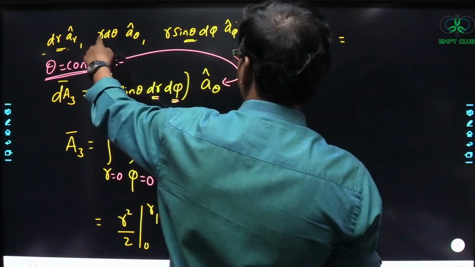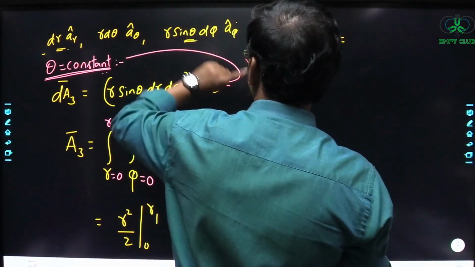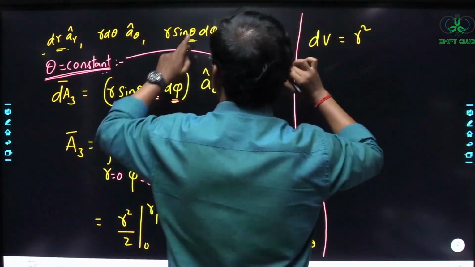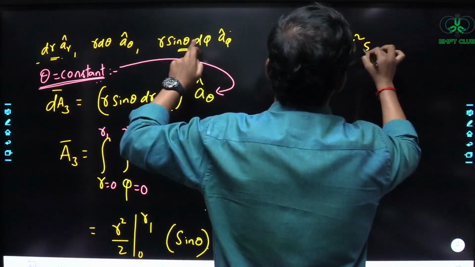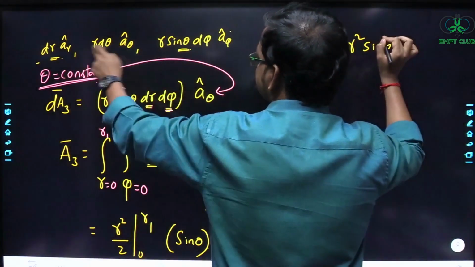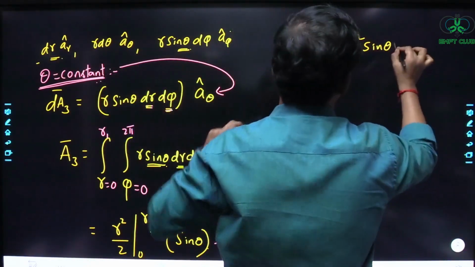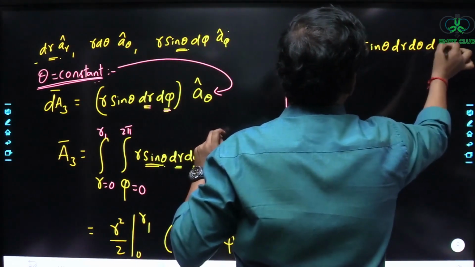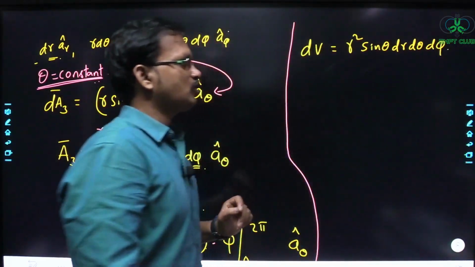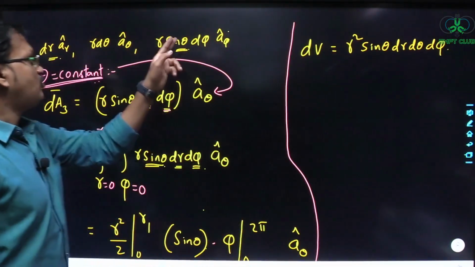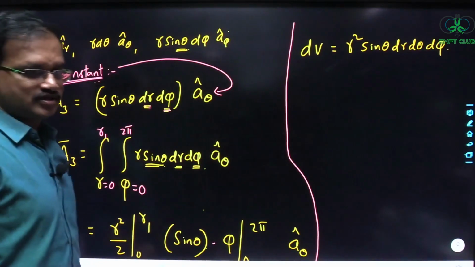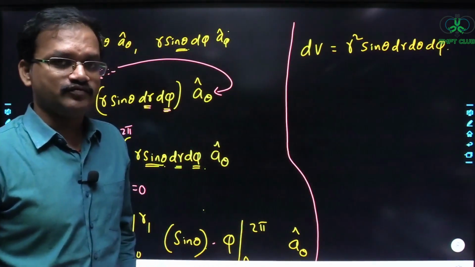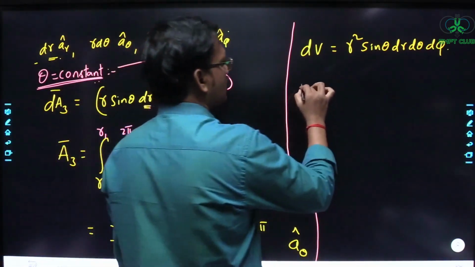dr into r d theta into r sin theta d phi. So that is r square. r into r is r square sin theta. r square sin theta, next, dr d theta d phi. So this is the differential volume you are going to get. I have just multiplied the three differential lengths. So that is r square sin theta dr d theta d phi. Understood?